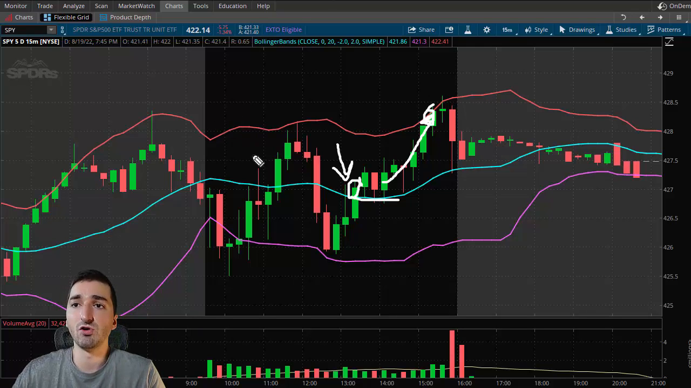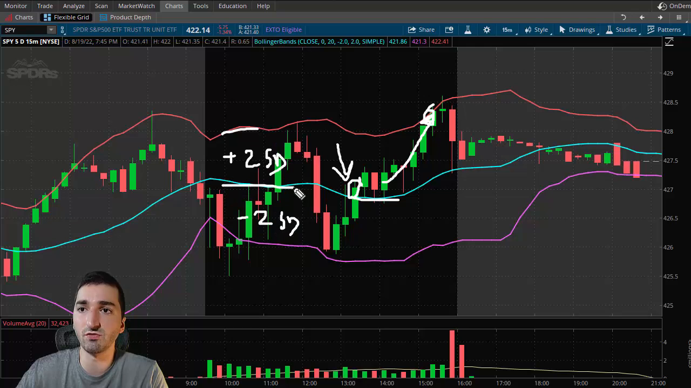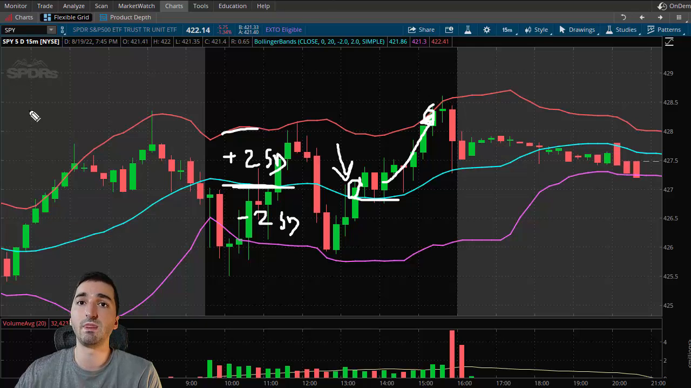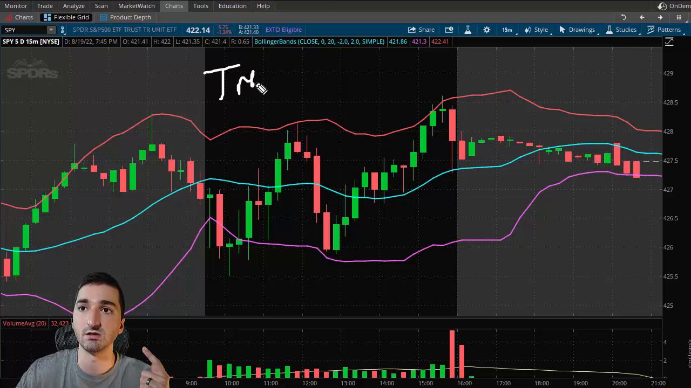So the whole idea is that the upper line is +2 standard deviations, lower line is -2 standard deviations from the 20 SMA. If you don't understand the math behind that, it's not that crucial. All you got to know is that all of this is based off the 20 SMA. So when you're first pulling them up, when you're first reading them, your first question that you're asking yourself is, what is the trend here?